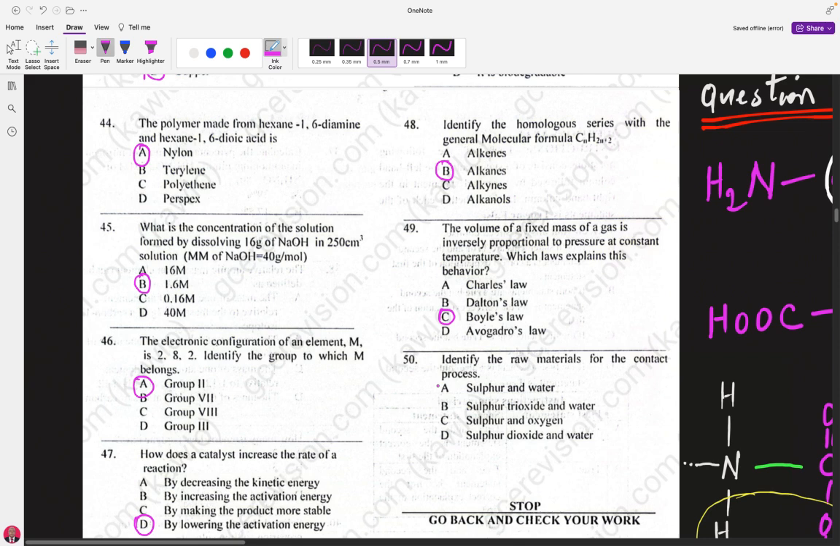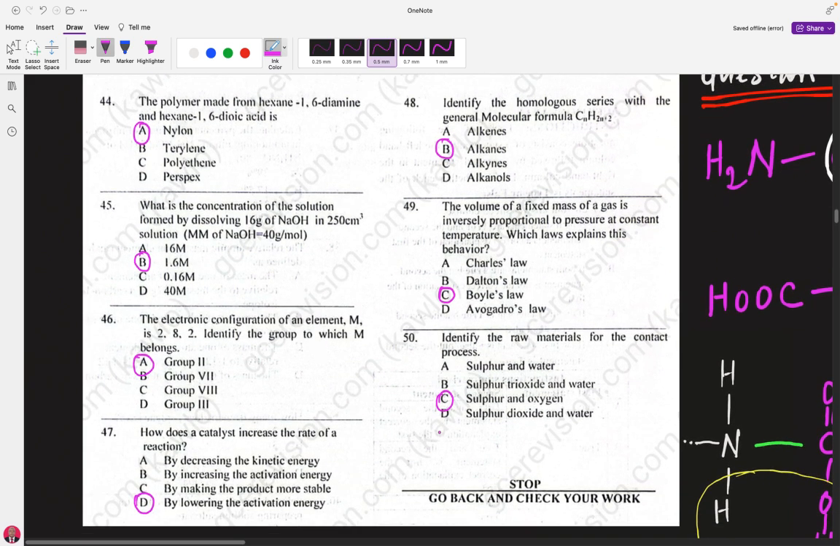Sulfur trioxide is only a product of the reaction of sulfur dioxide plus oxygen, so it is not a raw material. Sulfur is a raw material. Water is not a raw material. Sulfur dioxide is not a raw material. The raw materials initially are sulfur and oxygen, and that gives us option C.